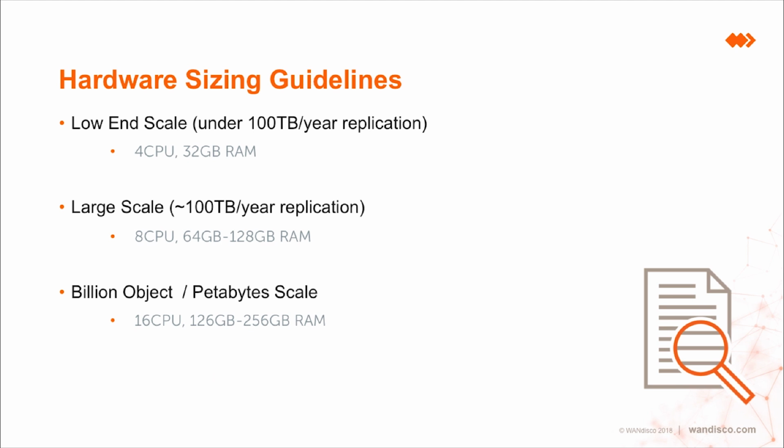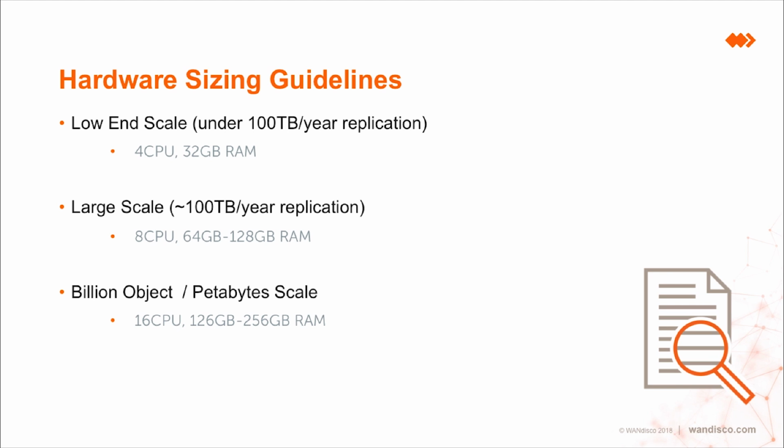Hardware sizing guidelines can be categorized as follows. There's low-end scale, large-end scale, and what we call billion objects and petabyte scale, very large scale deployments. For the low end, this could be POCs or just an internal testing environment to see how Fusion works. The 4 CPU, 32 gig of RAM is acceptable. And in today's world, I probably wouldn't even recommend that for a POC.